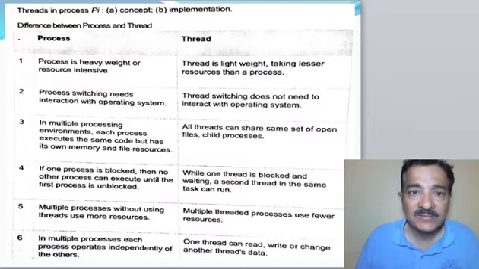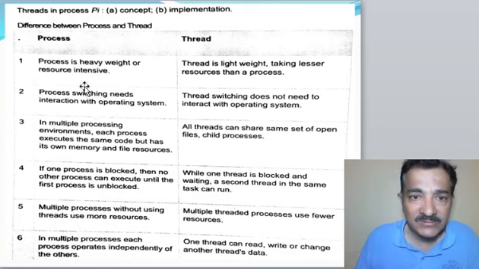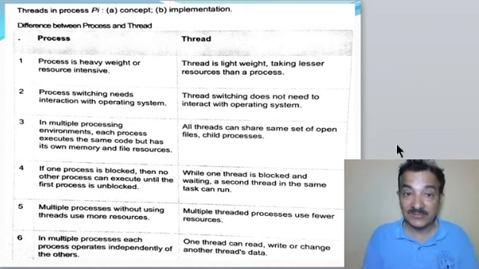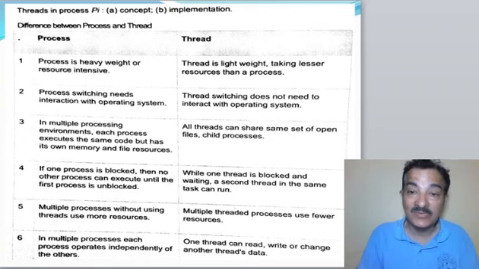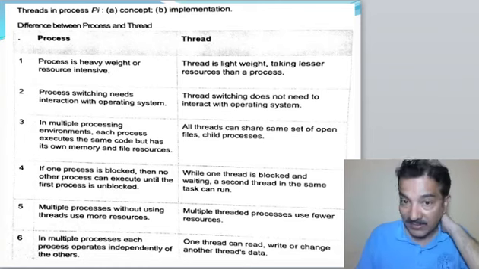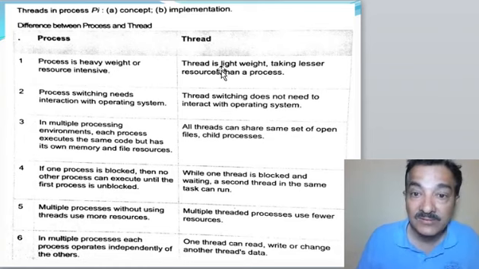So here is the difference between a process and a thread. A process is heavyweight, or resource intensive. As we have seen, it needs a lot of information. Whereas a thread runs inside the process and naturally does not require a lot of information. So a thread is lightweight and takes fewer resources than a process.